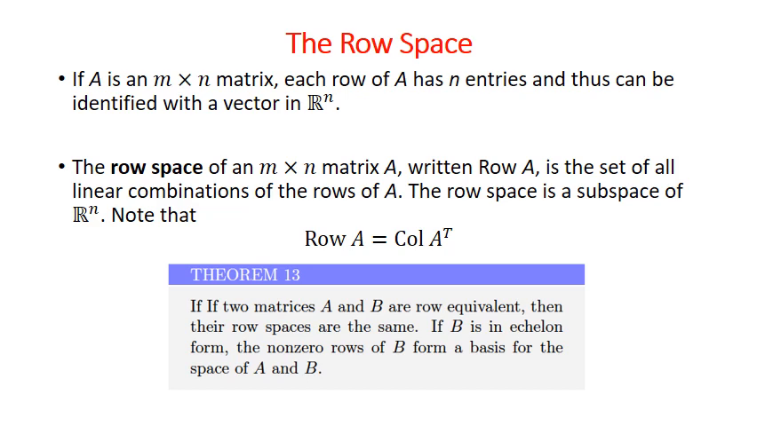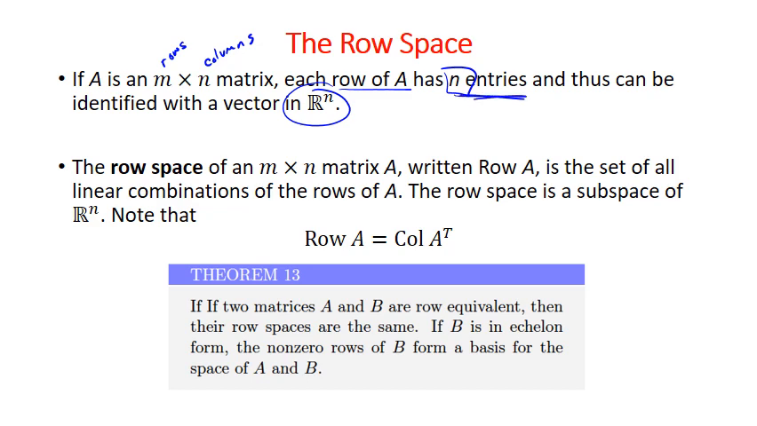To begin with, we're going to talk about the row space. So, if A is an m by n matrix, each row of A has n entries and thus can be identified with the vector in Rn. So remember, m represents the number of rows, n represents the number of columns. So even if there are m rows, there are n entries in each row.